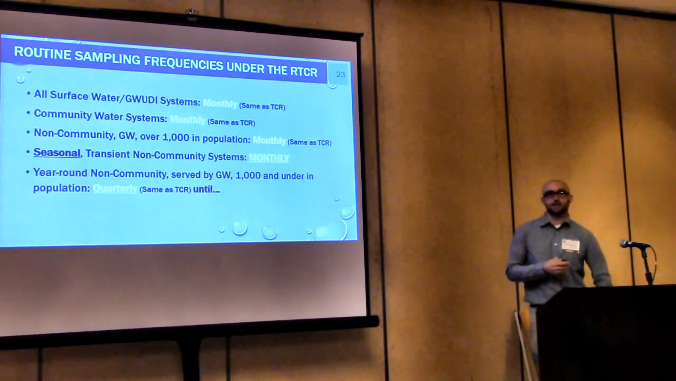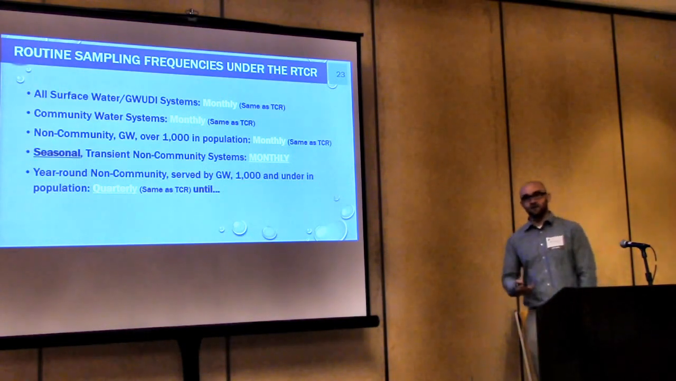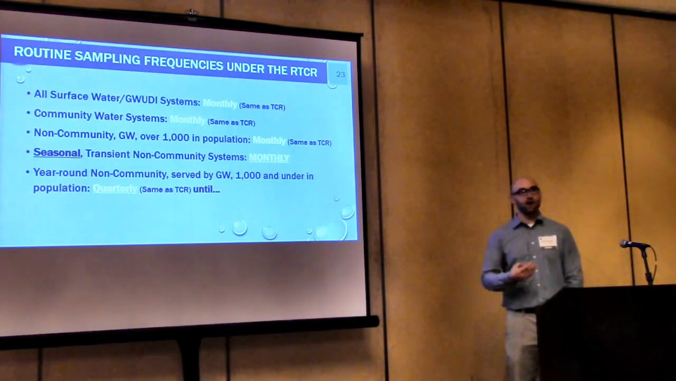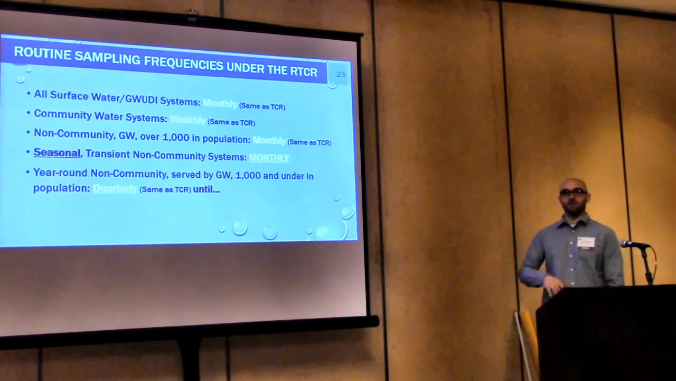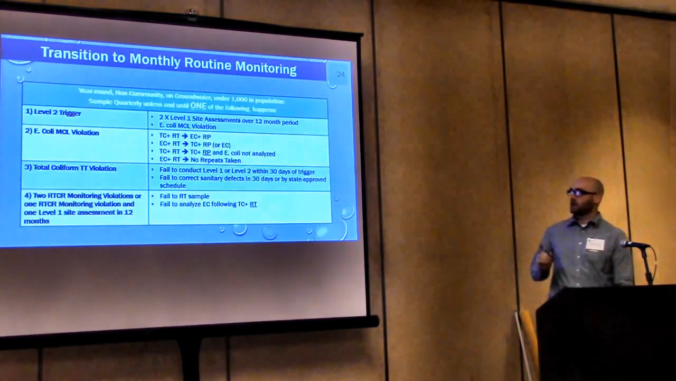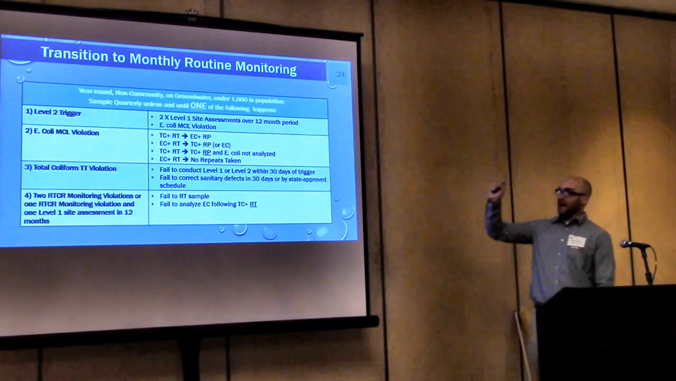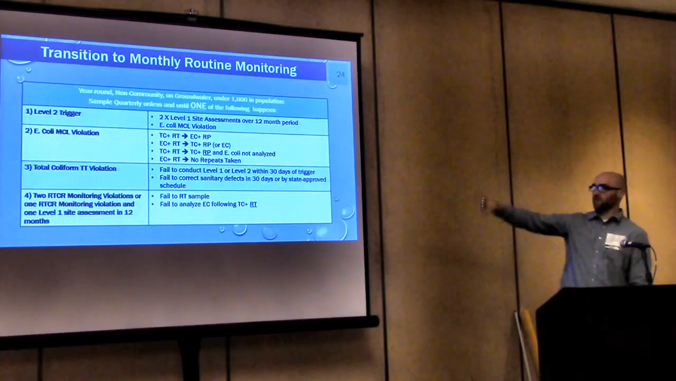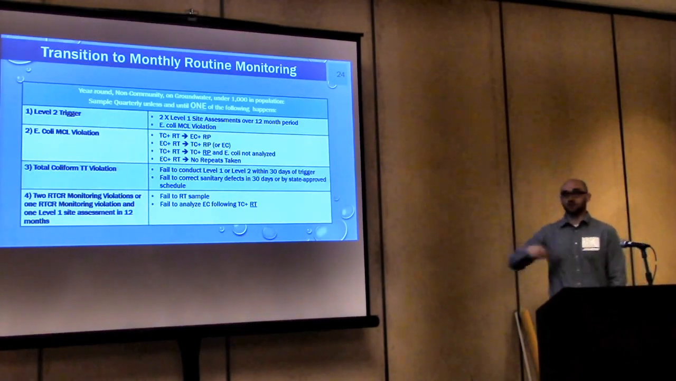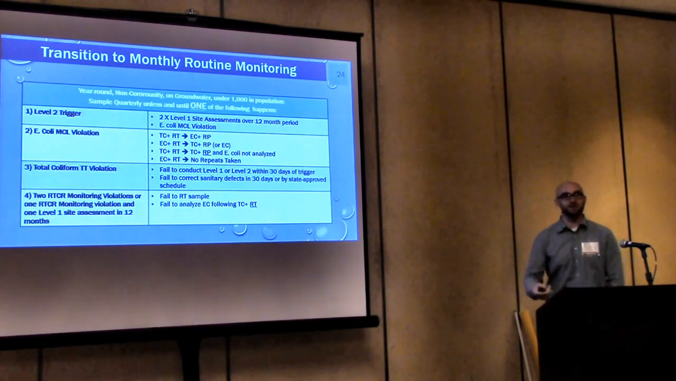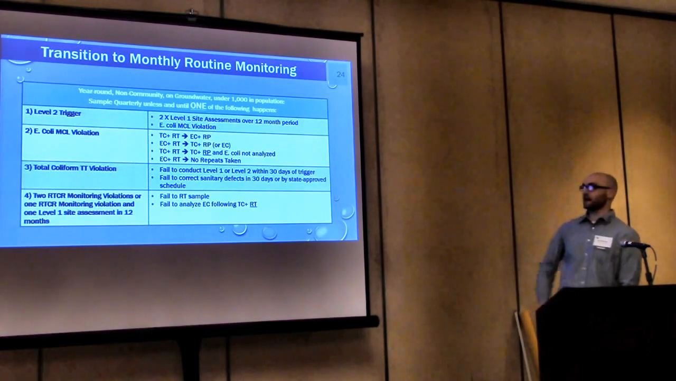So, this is schools, factories, offices, business parks, things like that. All those year-round systems, if they're under 1,000, can sample quarterly until any one of those 4 things on the left happen. So a level 2 trigger, right? Repeated issues or an E. coli MCL violation.